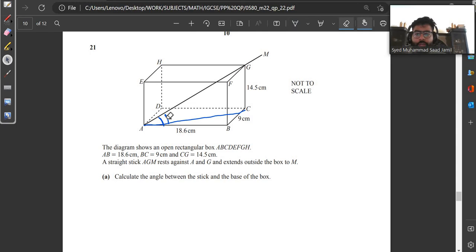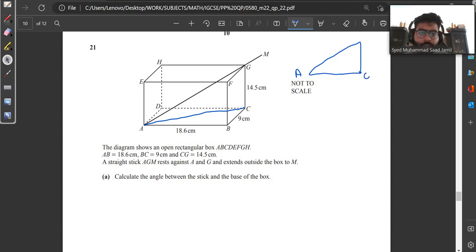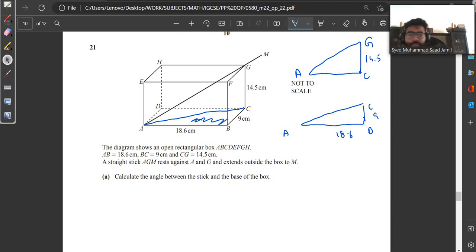So now in order to find this angle, first and foremost, this makes a right angle triangle. If you look at this triangle, this is a triangle like this, ACG. You already have GC, which is 14.5, but you have no other value. But we can find out a value which is AC. How? By using this triangle ABC. If you look at another triangle, this one, ABC, this is 18.6, and this is 9. So we will use Pythagoras theorem to find AC.